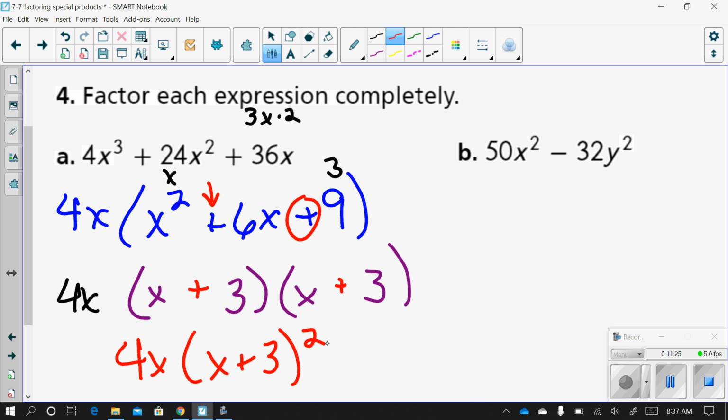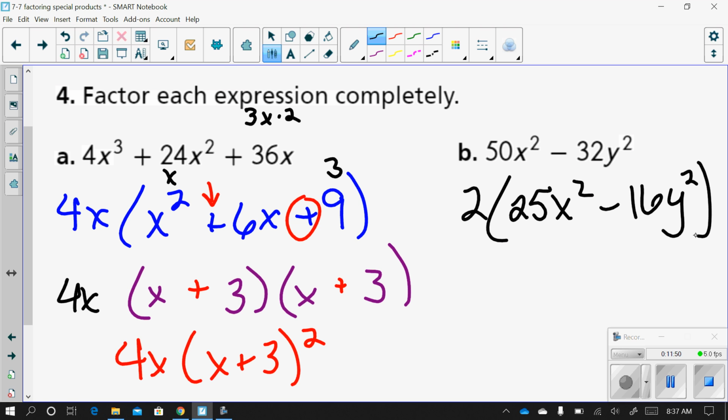Okay, so check out the next one. First rule of factoring, again, remember, is GCF. 50x squared minus 32y squared. Oh, they're both even, so I know 2 goes into both of those. They don't have any letters in common, so let's just pull out the 2. 2 times what gives you 50? 2 times 25. And the x squared still hangs out. 2 times what gives you 32? 2 times 16. And leave the y squared.